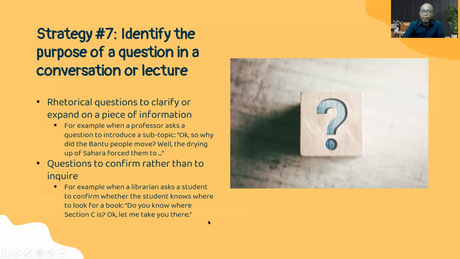Okay, let me take you there. Why does the librarian say this? Do you know where section C is? Would she like to know where section C is, or would she like to check if the student knows where section C is? So be careful with that.